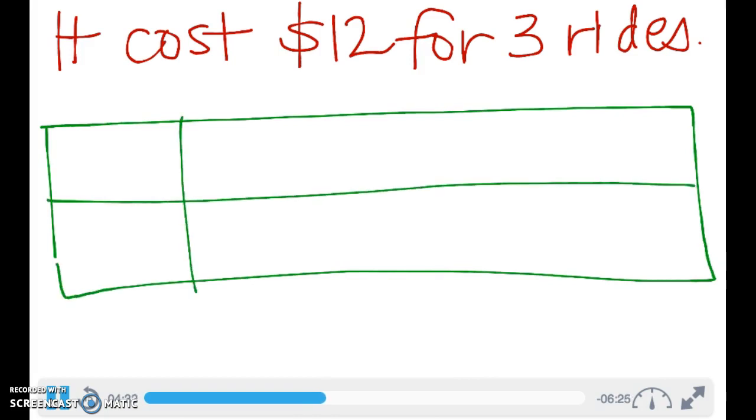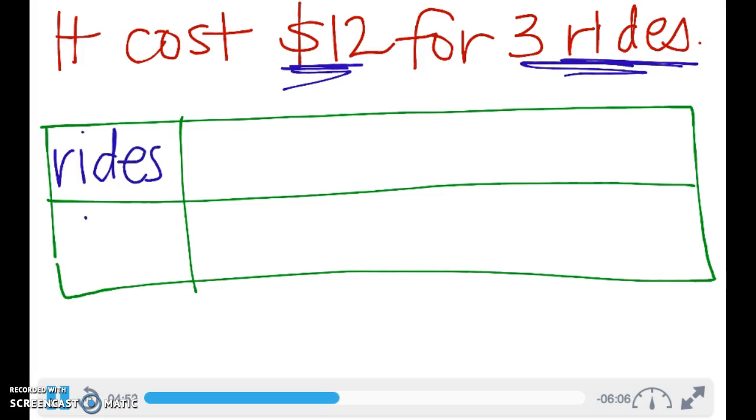All right, and the first thing we always did in class is we talked about, well, what are the two things we're working with? Well, we're working with how much it costs and how many rides. Okay, a lot of you always ask, well, which do I put first in the table? Well, you have to figure out, well, what do you need to know to find the other one? Well, I need to know how many rides I went on to find the cost. So I'm going to put the rides up here and the cost down here.